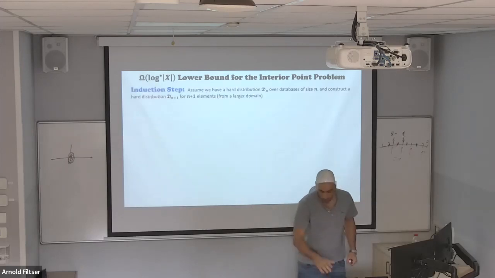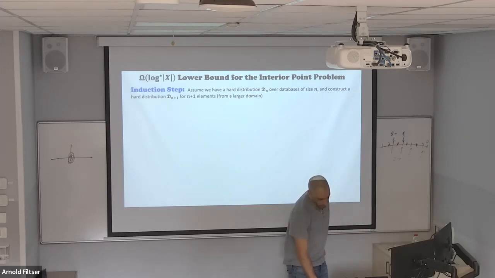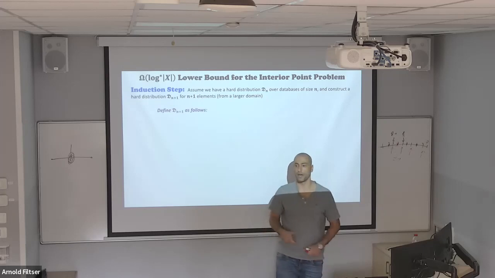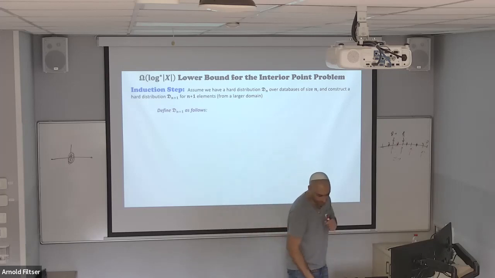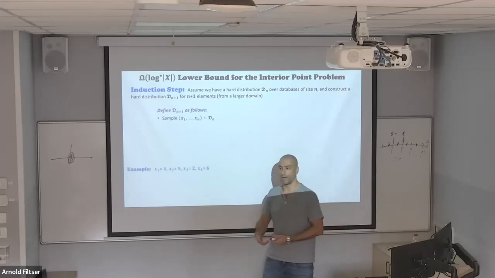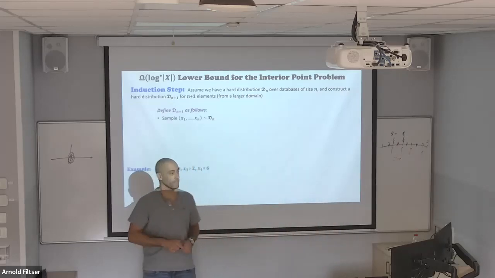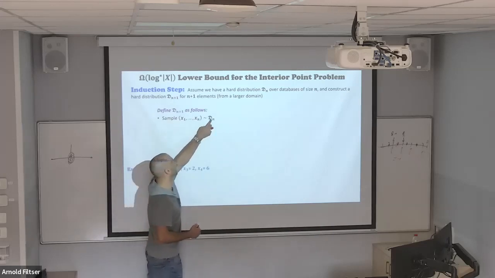Okay. Nothing happened. I just copied this statement of what I'm going to do in the induction step. Here is how I construct the next hard distribution. I already know by induction that dn is hard. I want to construct dn plus 1, which is hard. First, I just sample n elements from the hard distribution that I already have. I sample n points from dn.